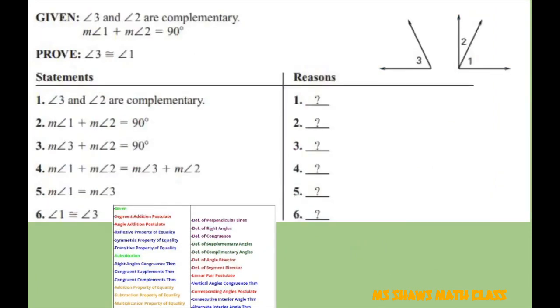All right, the next one, we have that angle 3 and angle 2 are complementary. That means they both add up to 90 degrees. And we also have measure of angle 1 and angle 2 equals 90. So this whole thing equals 90. So we have to prove that the measure of angle 3 is congruent to the measure of angle 1. So the first statement is angle 3 and angle 2 are complementary. That's given. And measure of angle 1 and measure of angle 2 equals 90. Well, that's given. So you just write given.